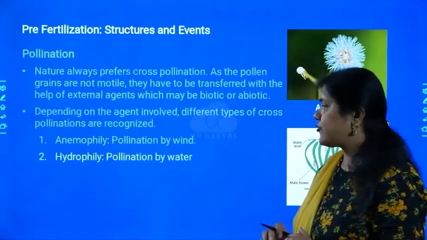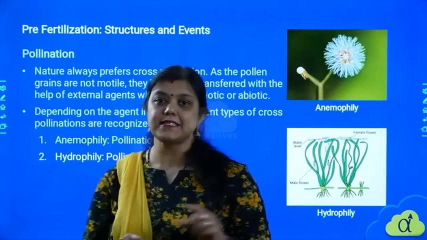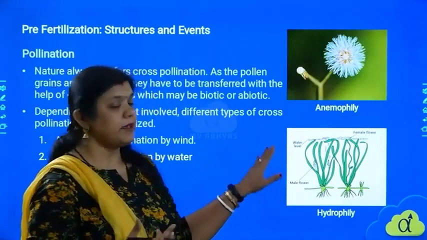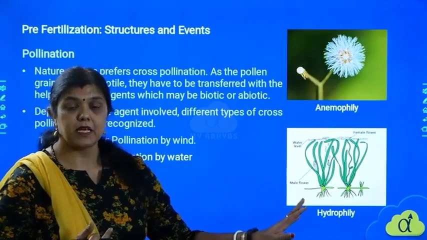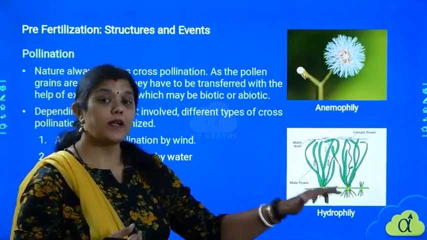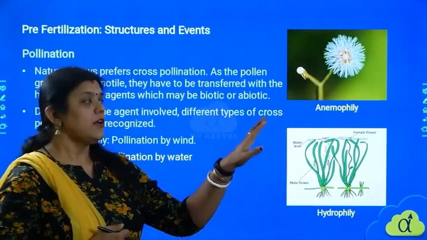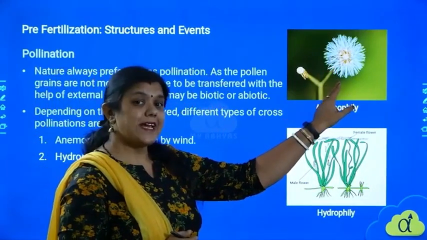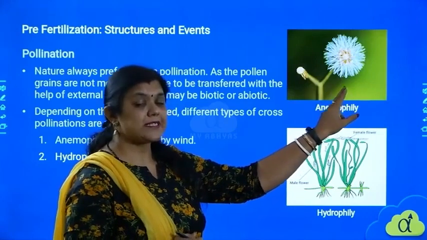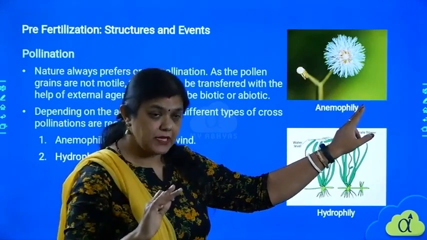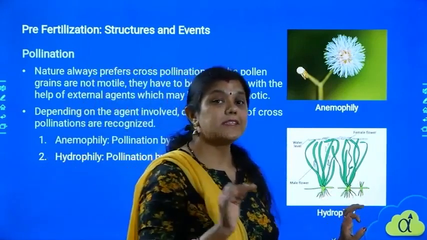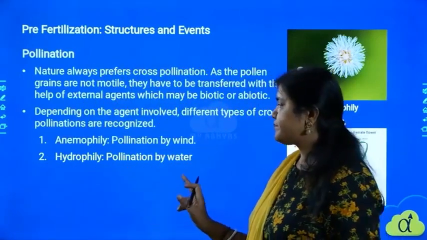Okay, next is Hydrophily. What is Hydrophily? As the name says, hydro means water. So hydrophily means water-pollinated plants. If an abiotic agent like water helps in the pollination, we call those plants hydrophilous. Anemophily, what is anemophily? Wind pollination, and the flowers are called anemophilous. Hydrophily, water pollination, and the flowers are called hydrophilous.